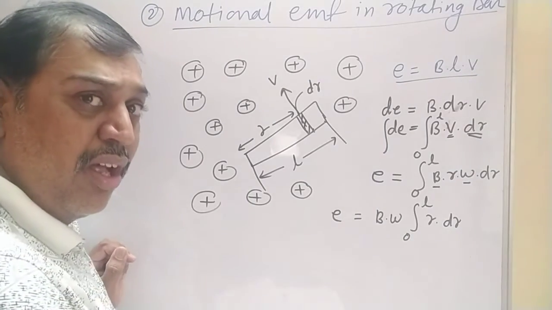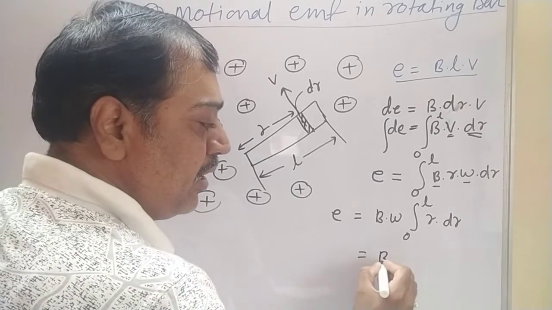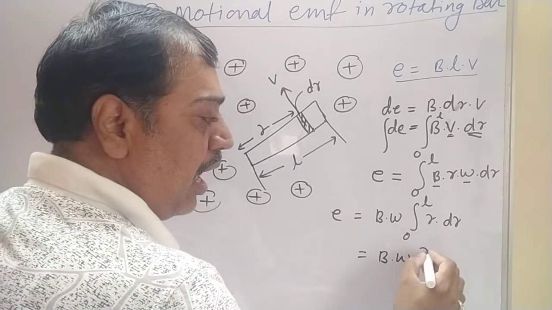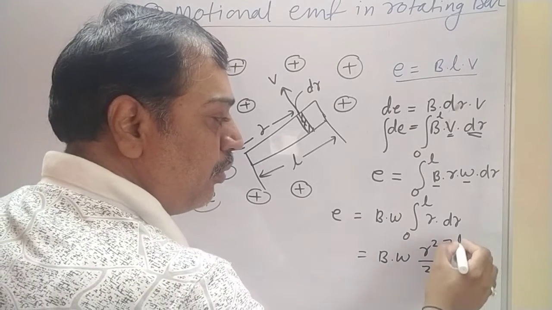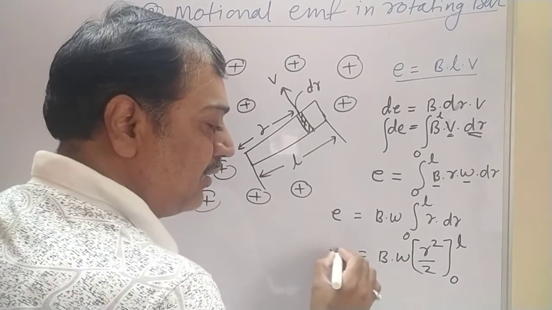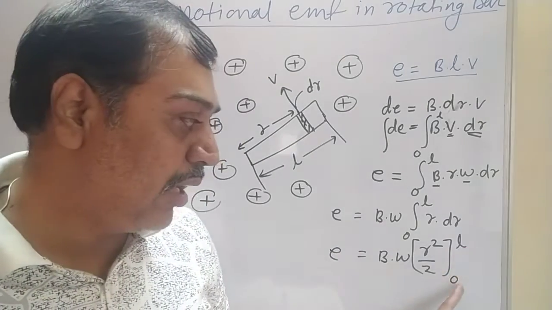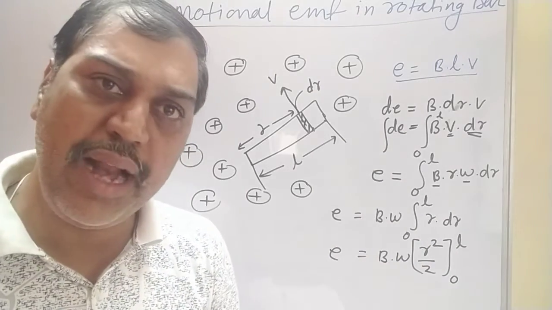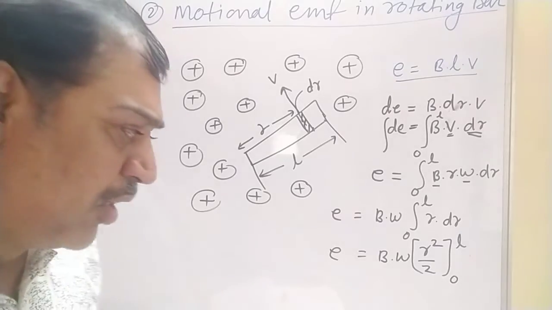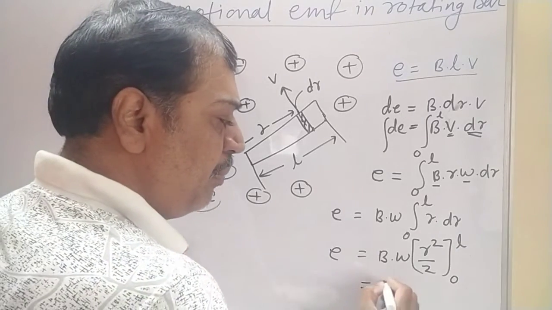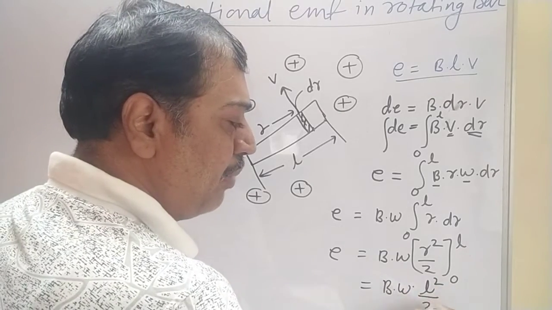It is nothing but what? R square divided by 2. So we can write this as B into omega R square divided by 2, the limit varies from 0 to L as it is. That is nothing but the EMF induced. Now put the upper limit instead of R, then the lower limit instead of R, and subtract them. So it becomes L square by 2 minus 0 square by 2, which means 0. So finally what we get here is B omega into L square divided by 2.